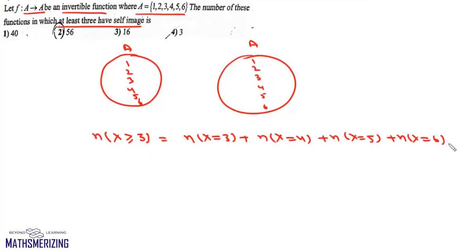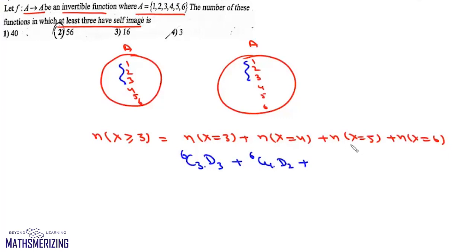Now if 3 elements have self-image, we have to select which 3, and it can be done in 6C3 ways. Now we have selected these 3 elements and they have self-image. The remaining 3 must not be mapped to themselves, so we have to consider the derangement of 3. So it will be 6C3 into D3, plus, now 4 have self-image, so it will be 6C4 and then the derangement of 2.